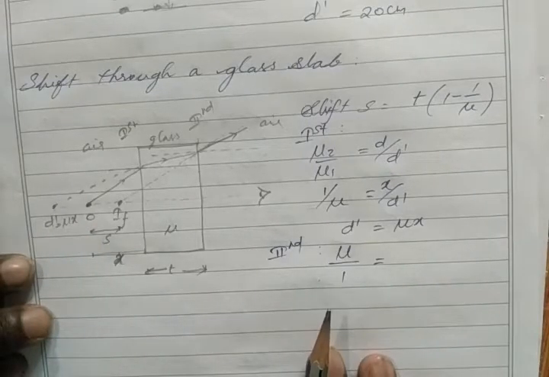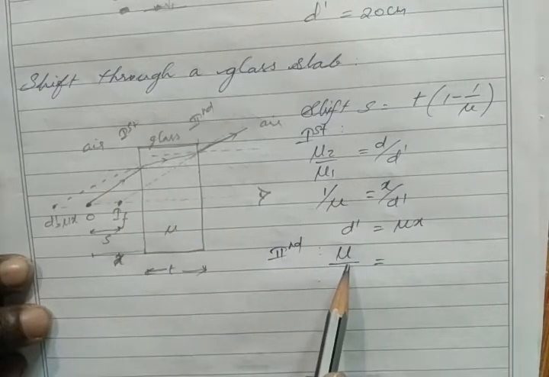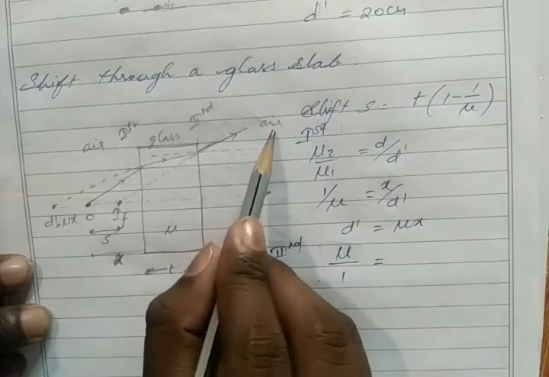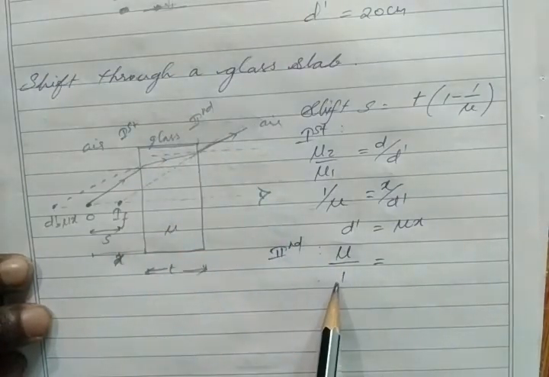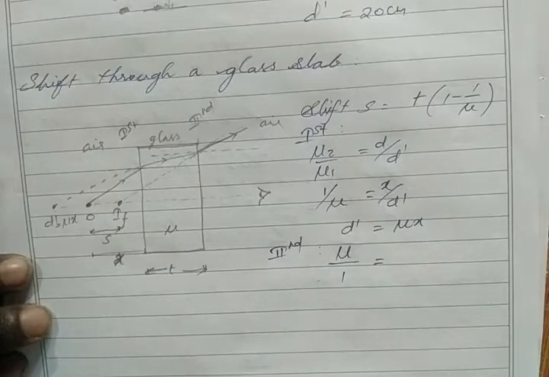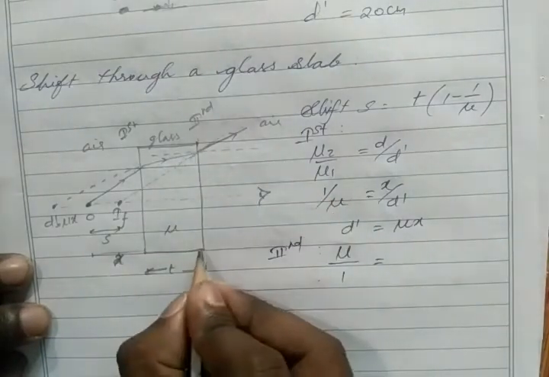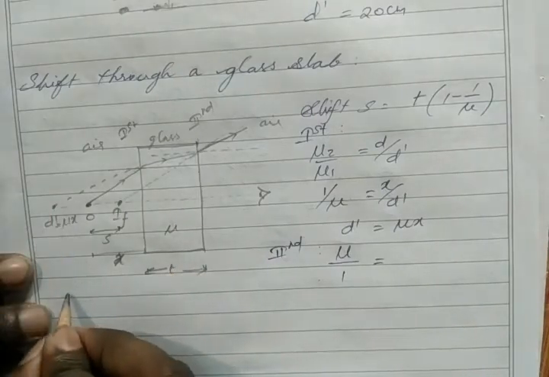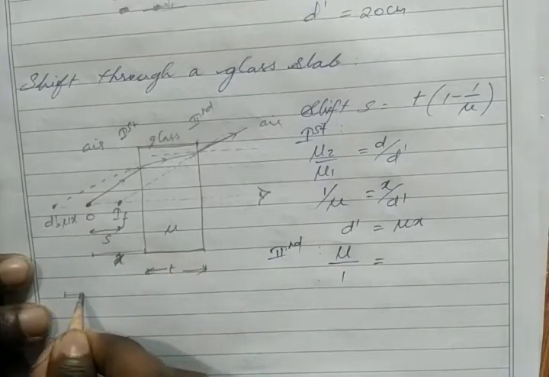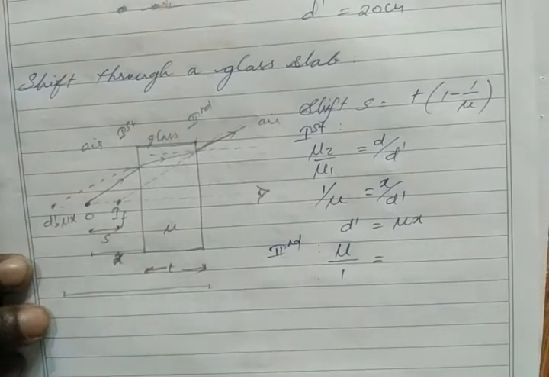Okay, now come to the second interface. Light is going from glass towards air. We take mu2 as mu; for air the refractive index is 1. Then d by d dash. What is d? d means real depth. Real depth from where? Real depth from the second interface. So this is our second interface, and from the second interface to this d dash is known as our real depth.